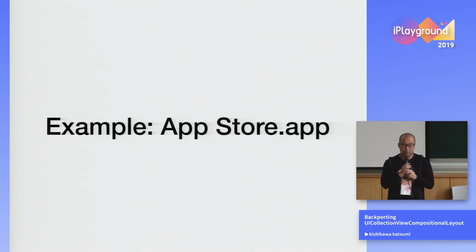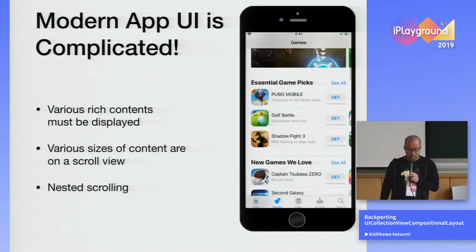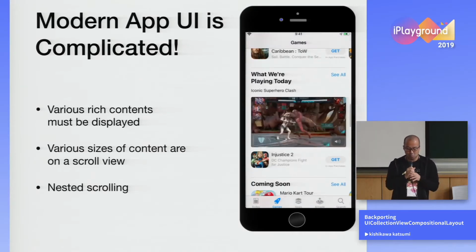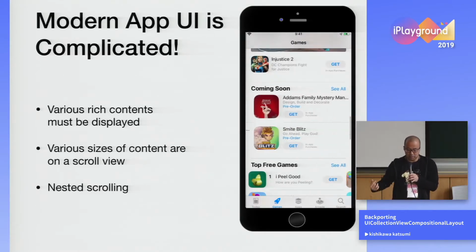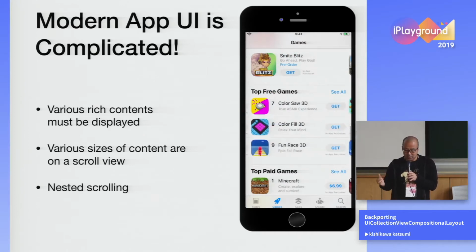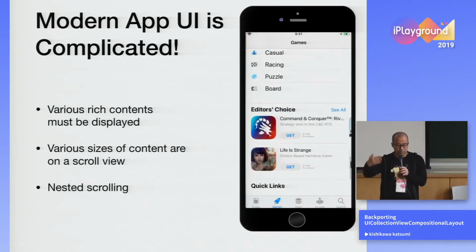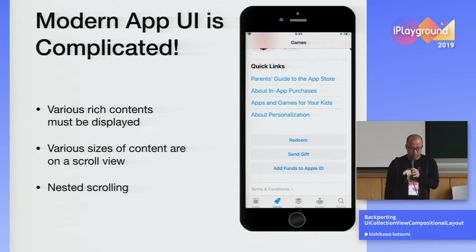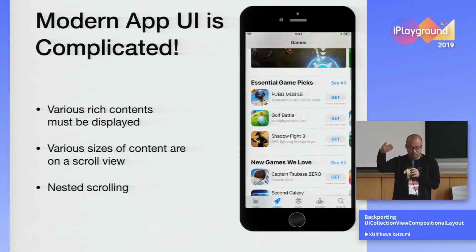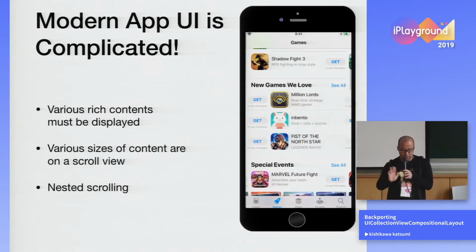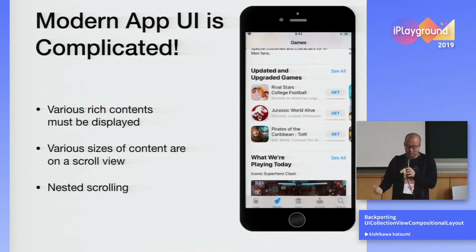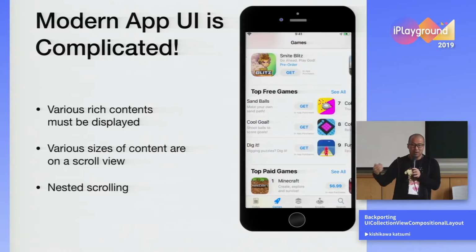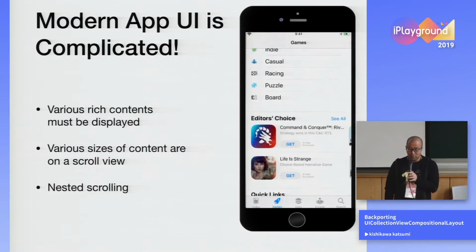So let's see the App Store app as an example. This is the App Store app. The App Store app has a typical modern app UI. The layout of this app is very complicated. Various sizes of content should be displayed on a scroll view. Also, in most cases, nested scroll views are required. It looks cool when the scrolls are nested vertically and horizontally. It makes people think that the app is a cool and modern app. So nesting scroll views orthogonally is often required to make your app look very modern and cool.